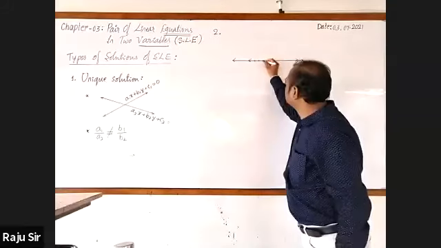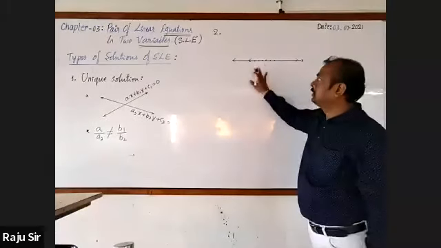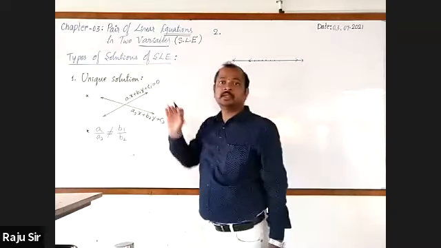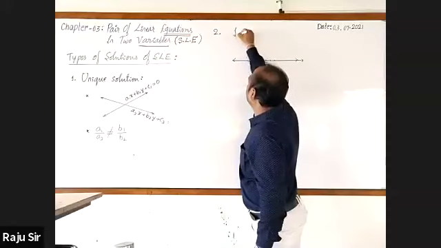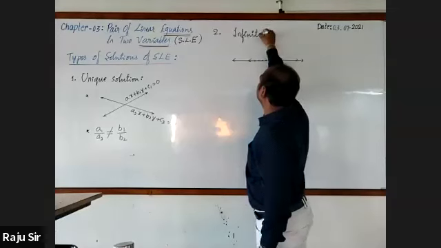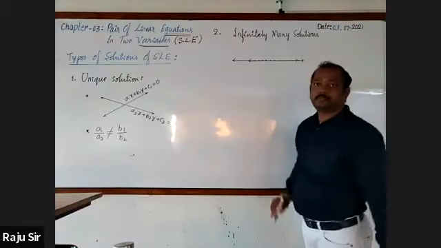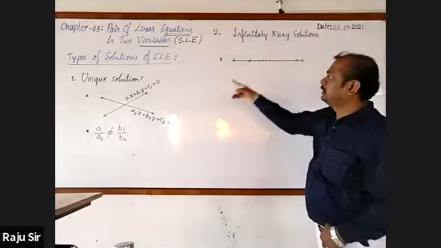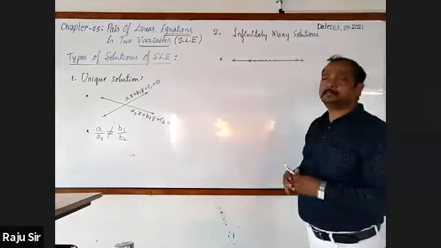Infinite. So many infinite number of points at which the lines intersect. Therefore, under this condition, you can say that the given pair of linear equations in two variables have infinitely many solutions. This is the second one, right? Infinitely many solutions. And the graph of pair of linear equations will be like this, that is, they coincide with each other for infinitely many solutions.